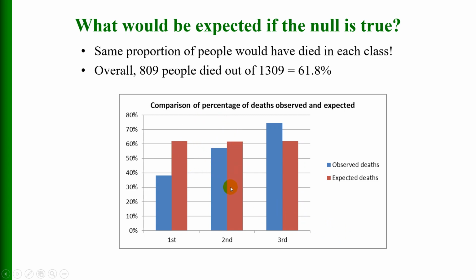Here we are comparing the observed with the expected. Now in third class the observed deaths are more than 70%. In second class the observed deaths are less than 60%, whereas the expected are greater than 60%, that is 61.8%. And in first class the percentage of observed deaths is less than 40%, whereas the expected deaths are 61.8%. So there seems to be an association between class and survival.